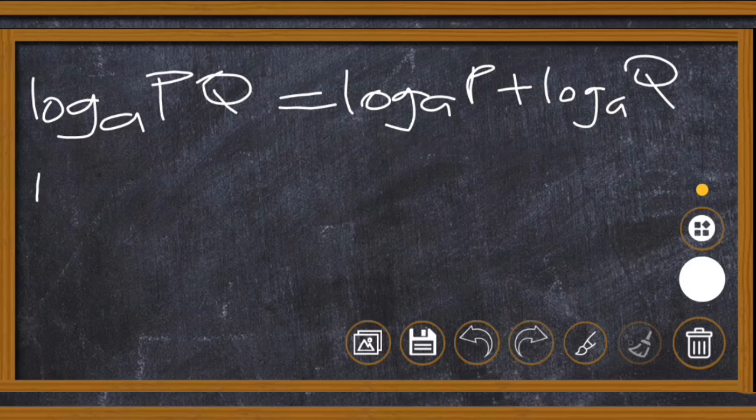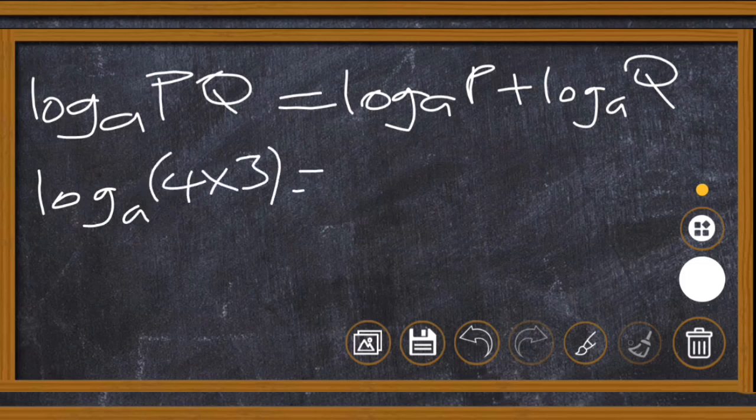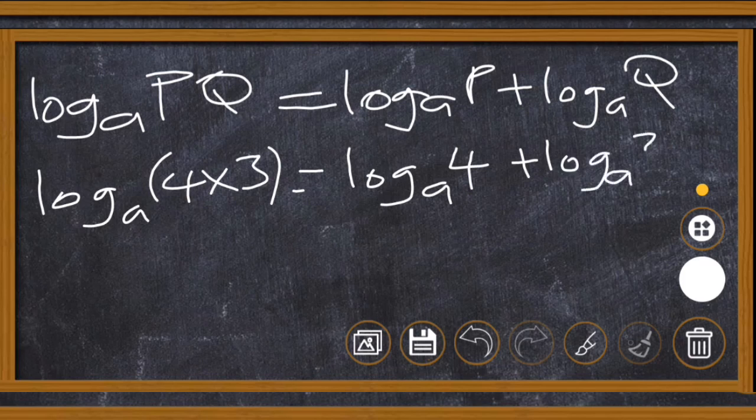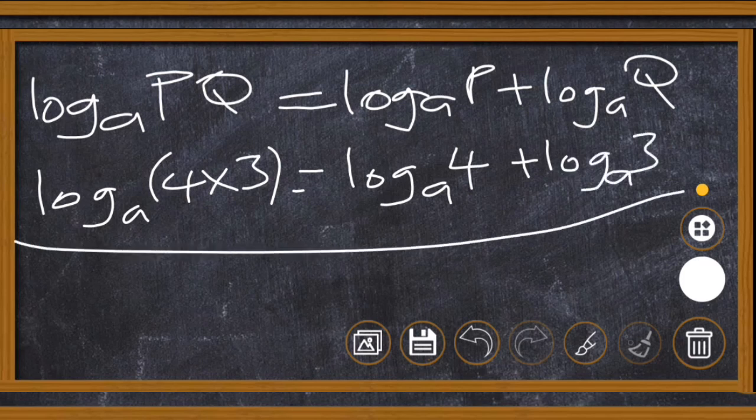Let me just first give an example before we go into division. Let's say we have log base a and then we are multiplying 4 and 3. What this simply means is that we're going to have log base a of 4 added to log base a of 3. So this is how we convert.